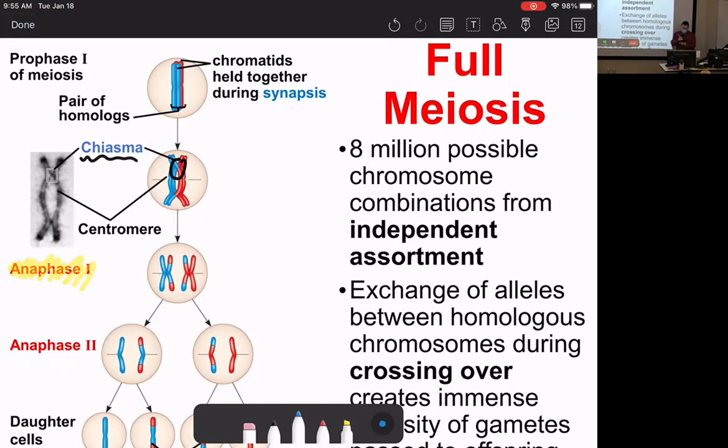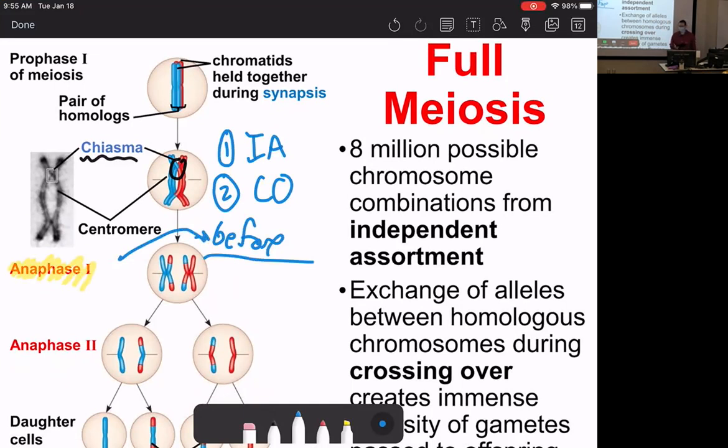You'll notice too that both independent assortment and crossing over have occurred before anaphase one. Nothing has split yet. We've not done the math to split once and then twice. That all happens after you've basically gotten the variability up to 11. So all the variability stuff of meiosis happens well before you actually split. You don't have to know too much past this. That's why I like this image, because it showcases that all the good stuff happens before the cell splits the first time.